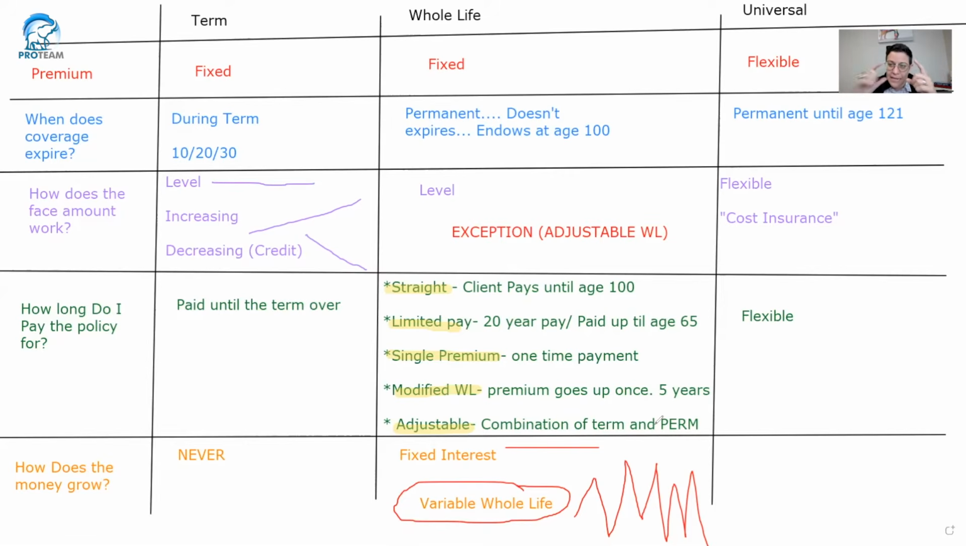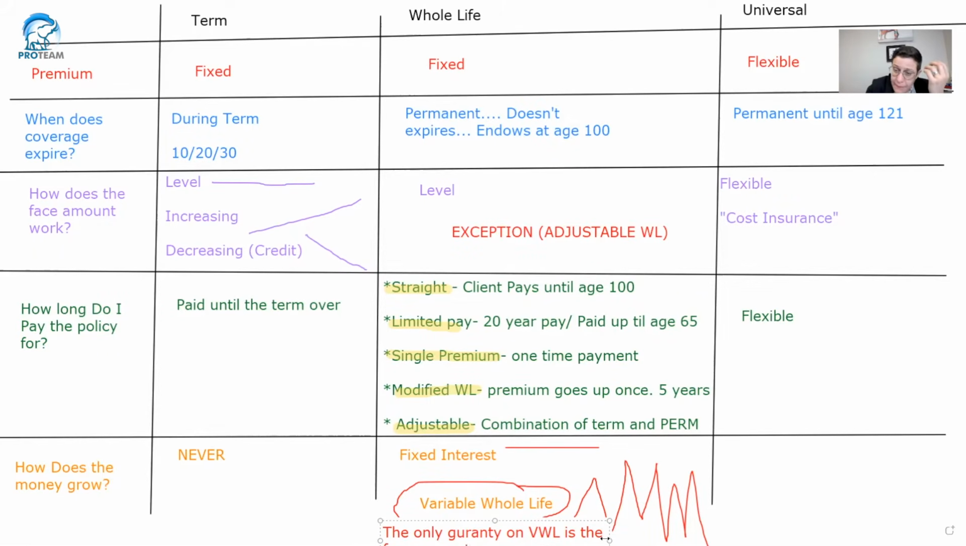Write this down and make it super bright red or whatever you need to do. I'm going to write it down. The only guarantee on a variable whole life policy is the face amount. What does that mean?